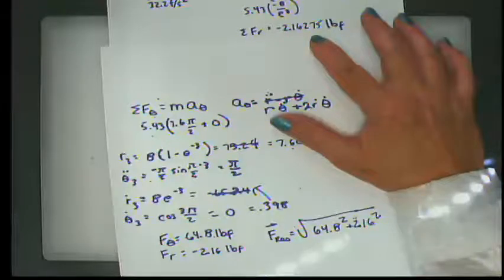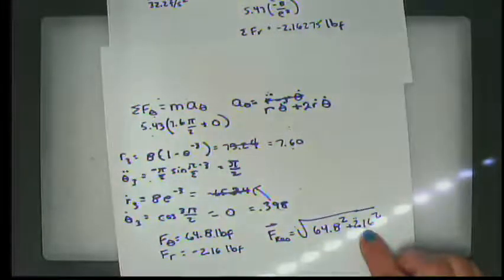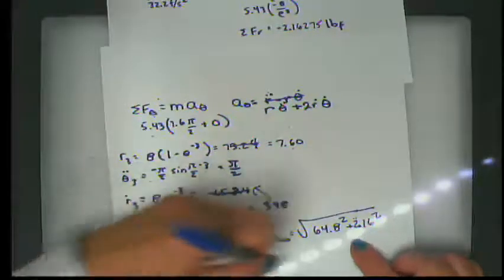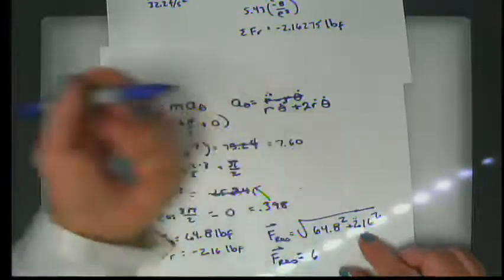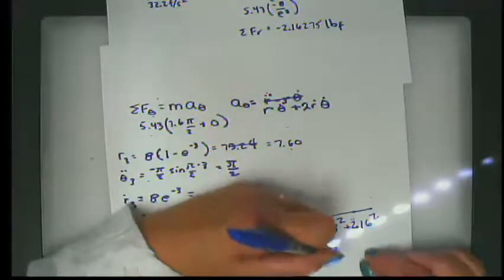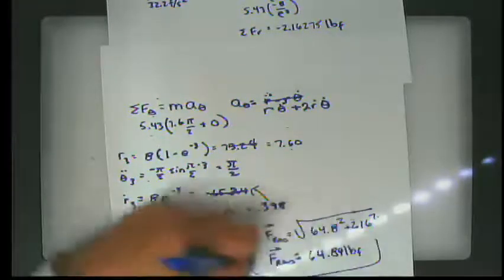So if I do 64.8 squared plus 2.16 squared, I get a value of 4203. And if I take the square root, we get that the resultant force has a magnitude of 64.8. It's just barely over 64.8 because this is so small in comparison. And that would also be in pounds of force. It's 68.4. So this is one answer that would be acceptable, and that would be the other.